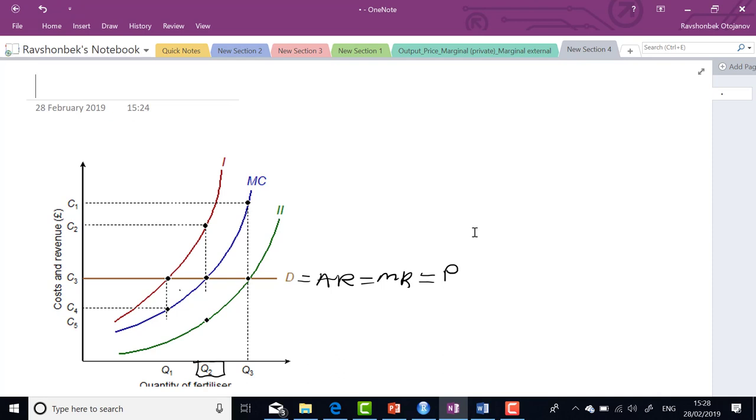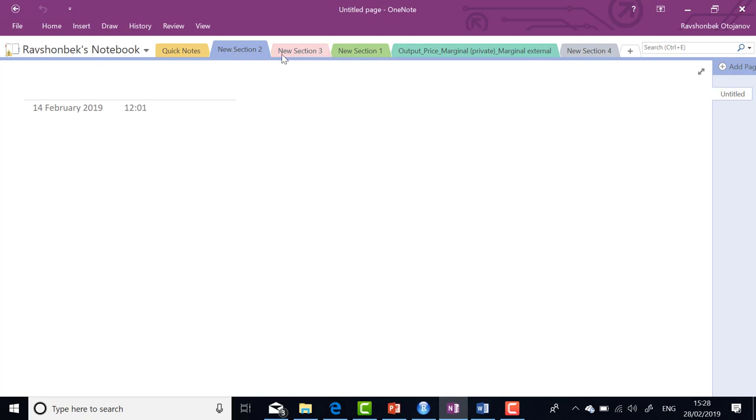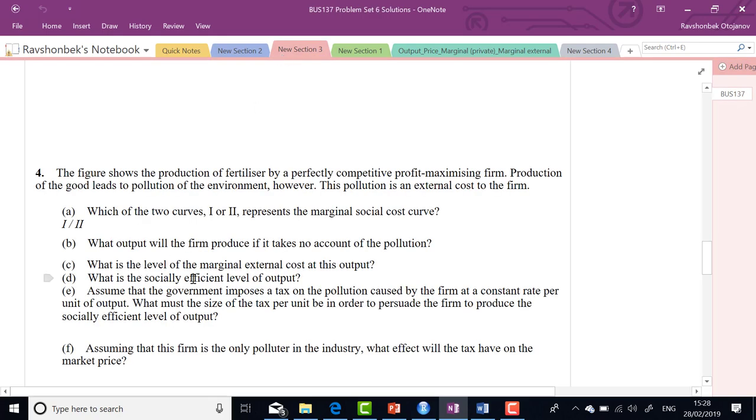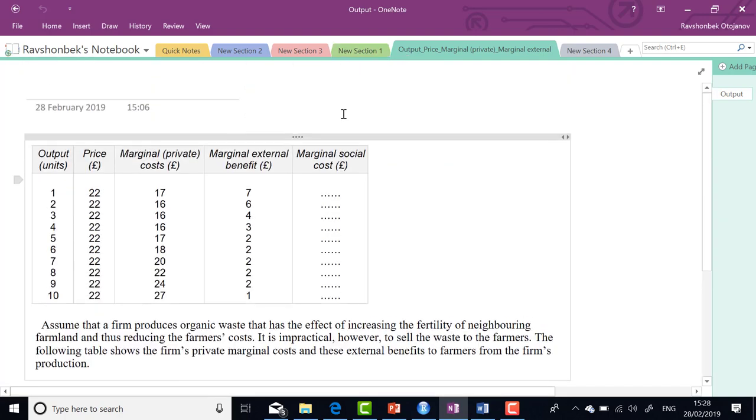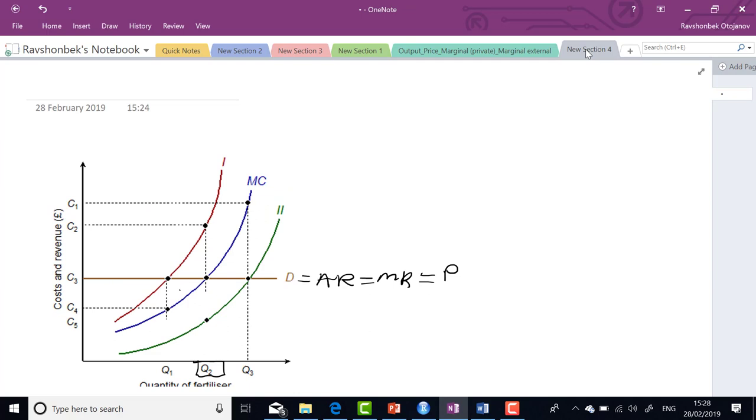Oh, this is plus now. You're adding it, don't you? You answered that question. C2, so that increases it to C2, right? Look what it says. What's the level of marginal external cost at this output? It's the difference between C2 and C3. It's shifting it. We just said we're adding it in the answer to the second question, remember? So it's this cost, C2 minus C3.